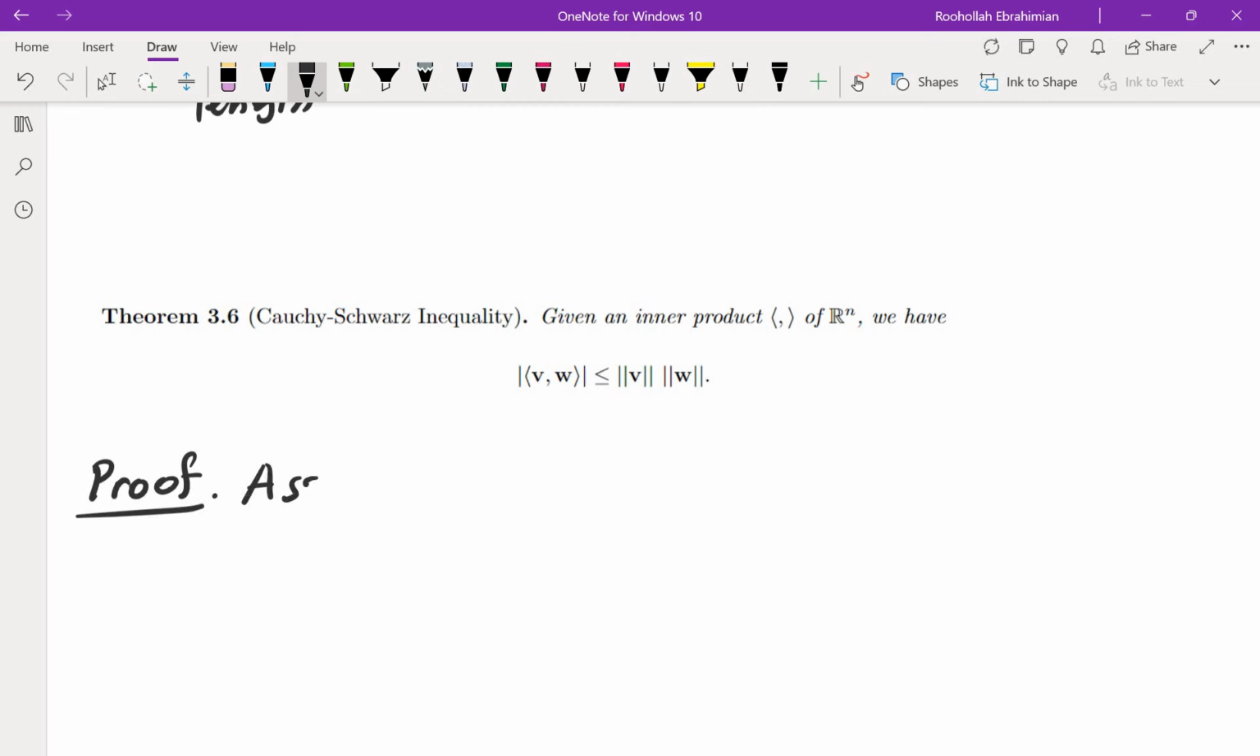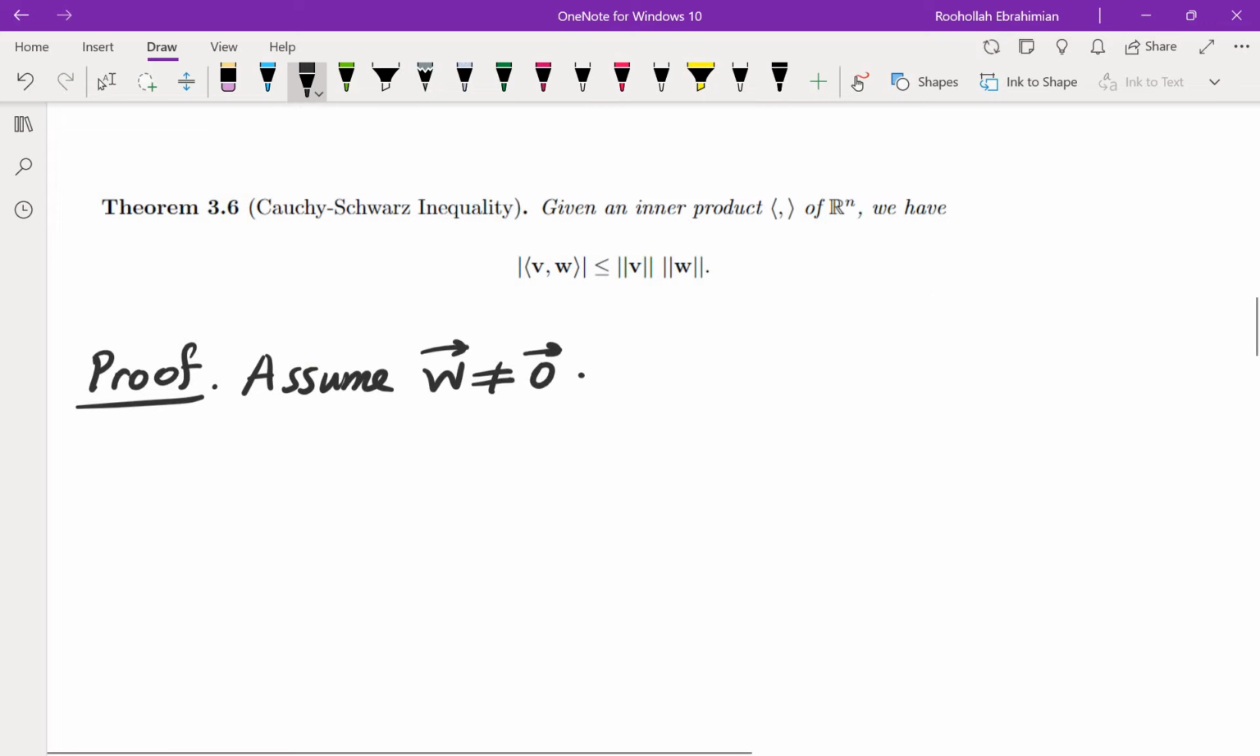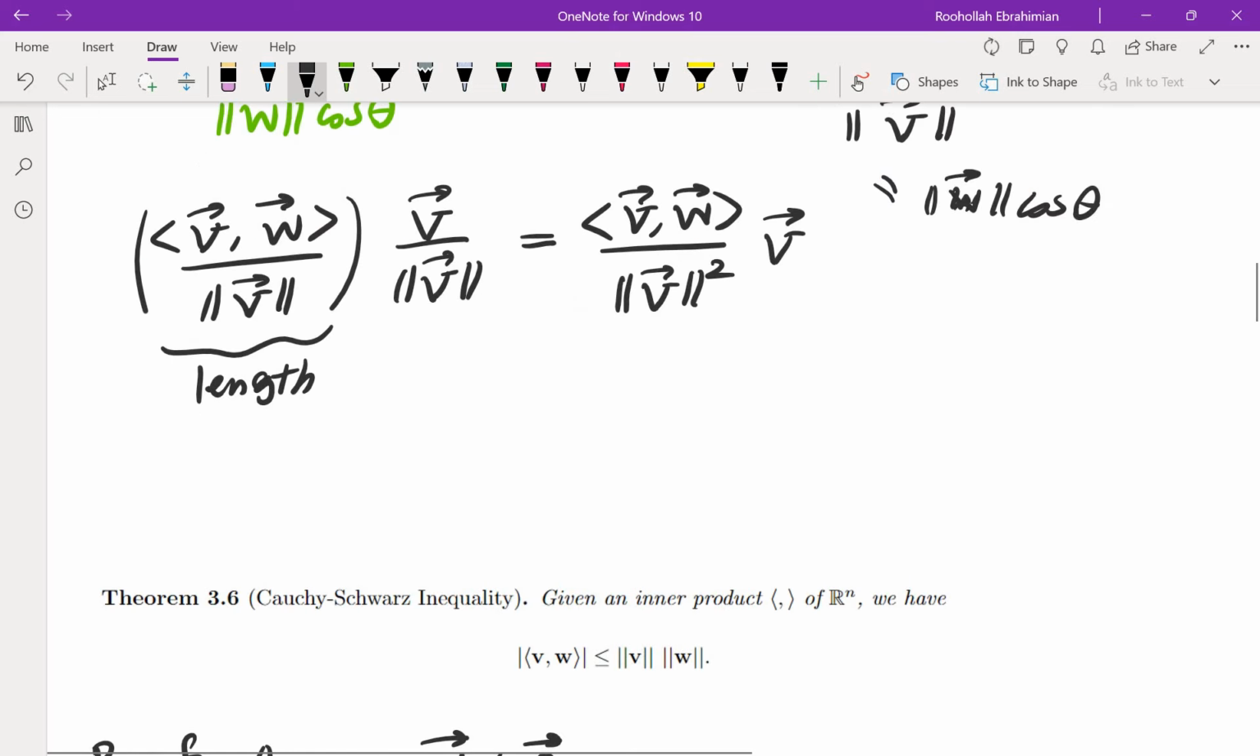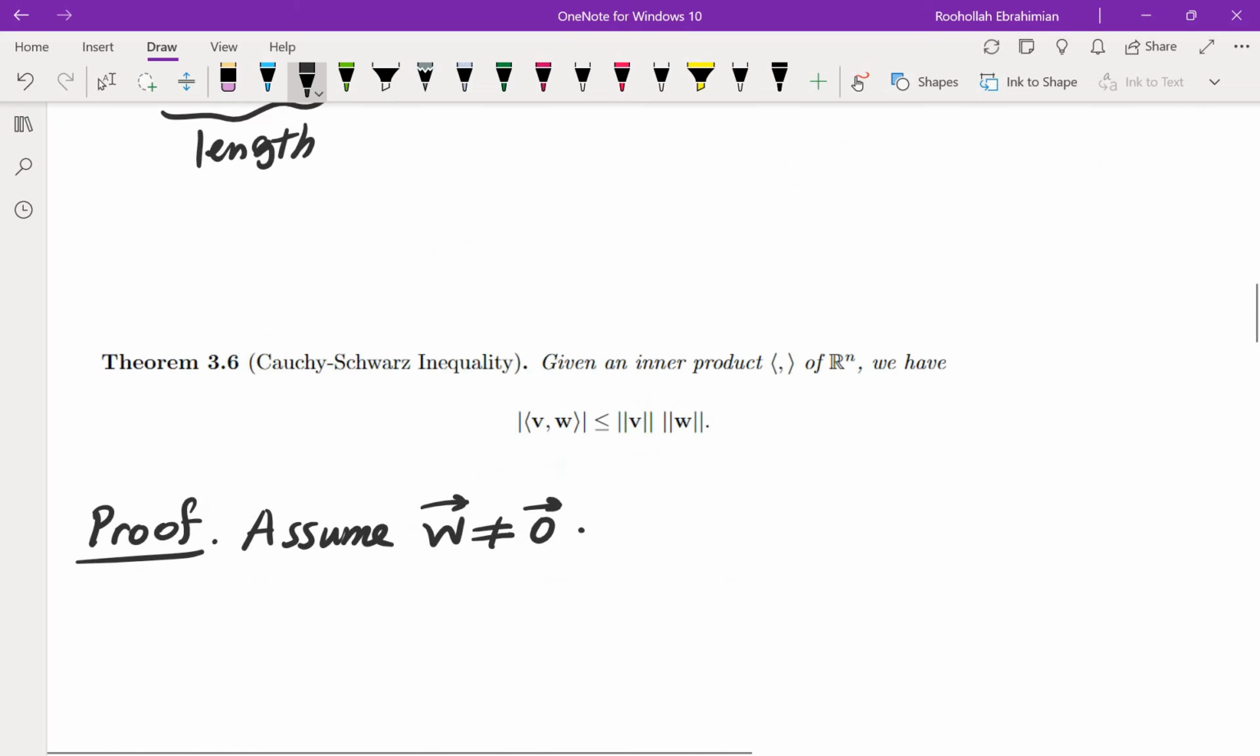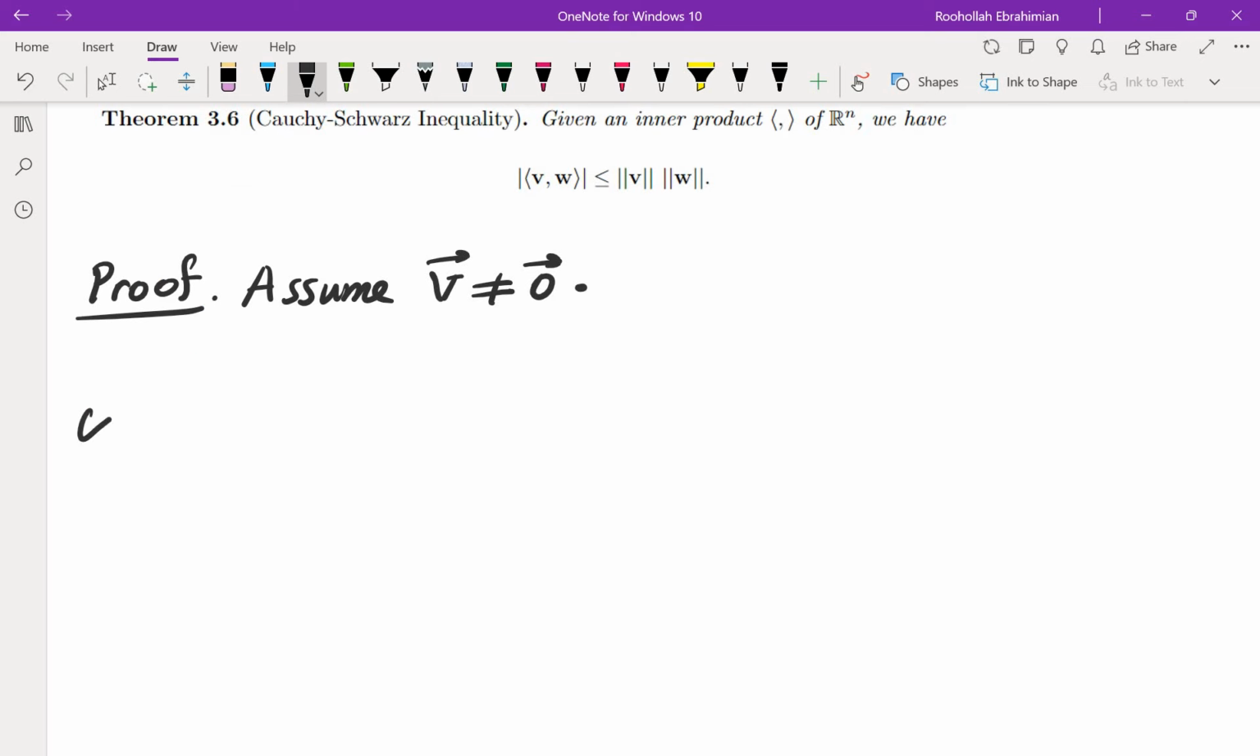So assume first that W isn't 0, and the case when W is 0 is in fact one of your exercises. So let's assume W is not 0. So what do we do if W, or I guess V, is not 0? In that case I chose V to not be 0. So assume V isn't 0. If V is not 0, consider these two vectors.